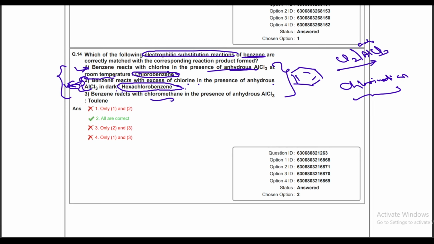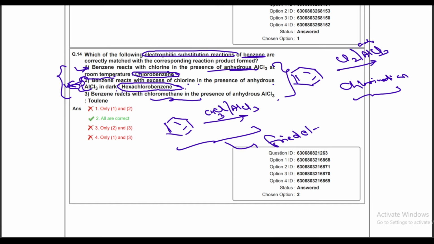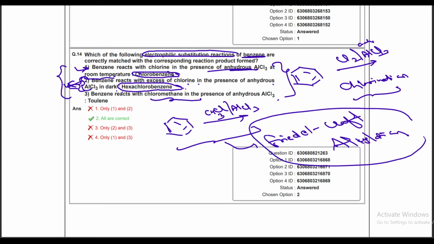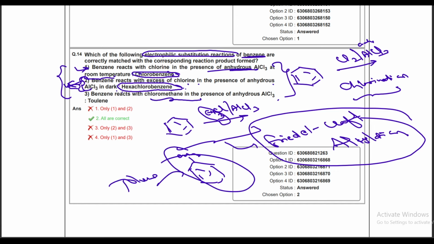Third is benzene reacts with chloromethane in the presence of anhydrous aluminum chloride. So if benzene reacts with chloromethane, CH3Cl, in the presence of anhydrous aluminum chloride, this reaction is Friedel-Crafts alkylation. Clear? So at the end you will see this CH3 group on the benzene. So the final product will be toluene. So the third statement is also correct. So all are correct. The second option is the correct answer.